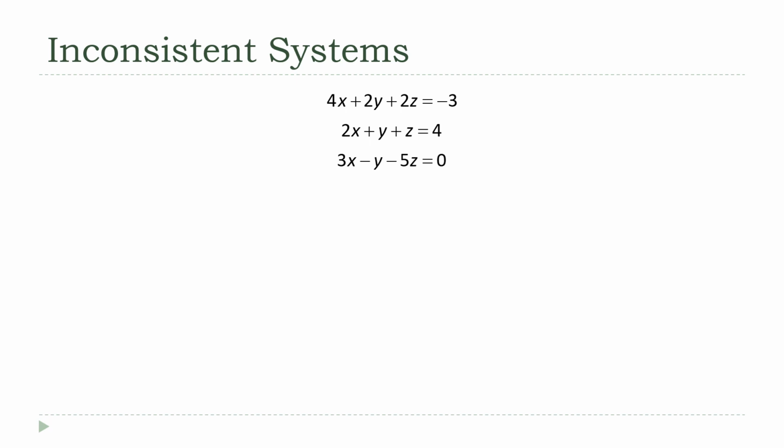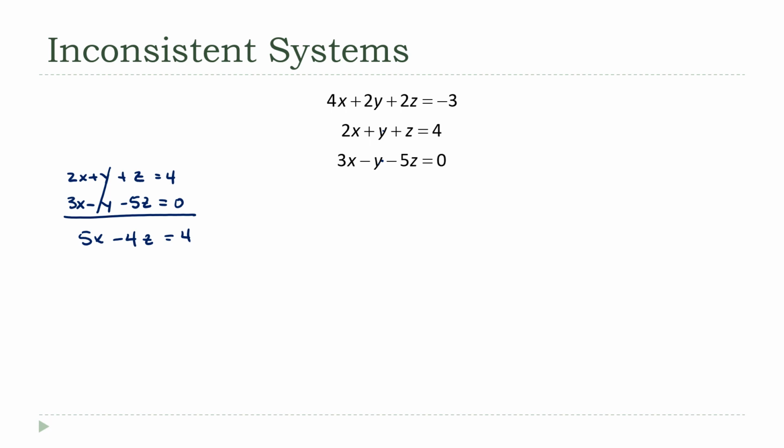This is going to come out to be inconsistent. So what I'm going to do is start. I see I've got these y and minus y here, so I'm going to add those two together. So I'll do 2x plus y plus z equals 4, and I've got 3x minus y minus 5z equals 0. And if I add these together, the y's cancel, and I get 5x minus 4z equals 4.